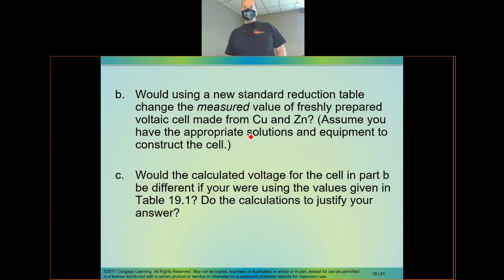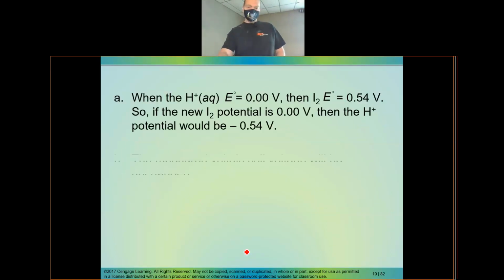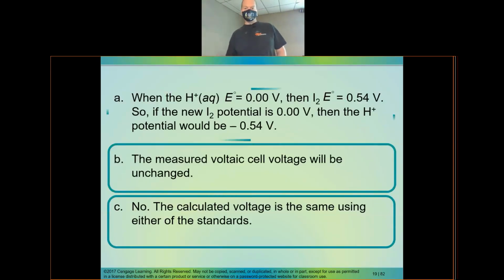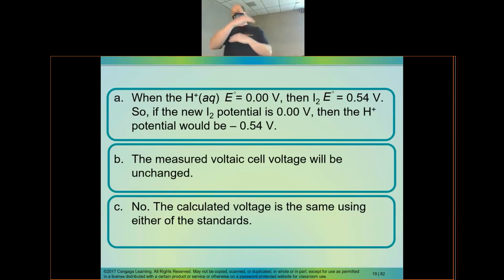All right, if you're doing the cell difference, you would have the exact same difference. All right, so the differences would be the same. So your voltage would be the same. You're just going to subtract one. They're both off by the exact same amount, and so that's going to cancel itself out, and the difference would be the same value.